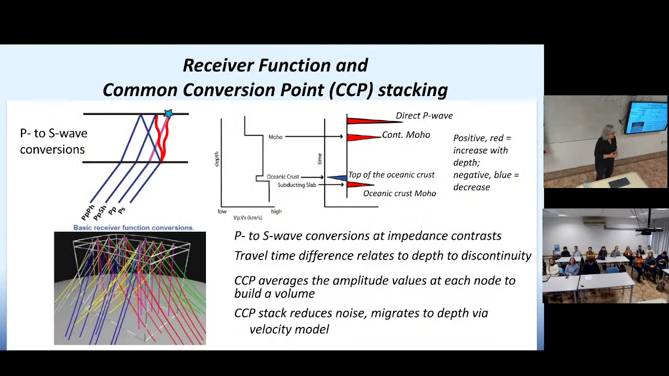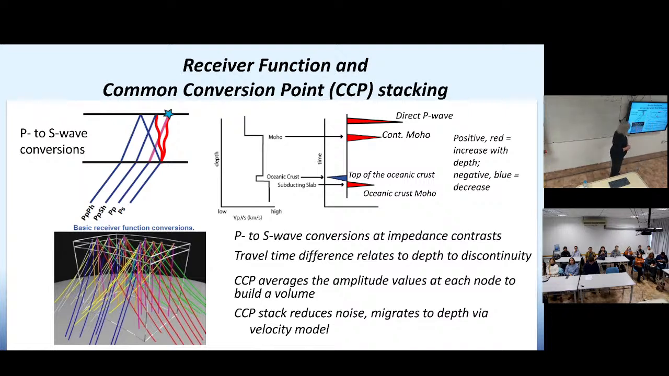I'm going to talk about receiver functions, and many of you might be familiar with them because Patricia did a lot of receiver functions. We're going to use P to S converted waves. A P wave comes up, and when it hits a discontinuity, it converts to an S wave. We can process the data to highlight those. What we end up with is a function of time: the direct P wave, a P to S conversion from the continental Moho, maybe a negative P to S conversion from the top of the oceanic crust because the velocity decreases, and then another positive for the oceanic crustal Moho.